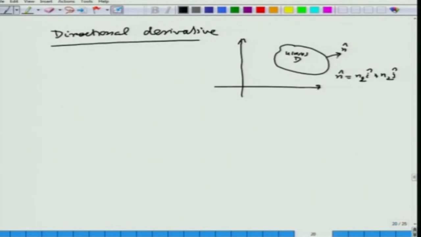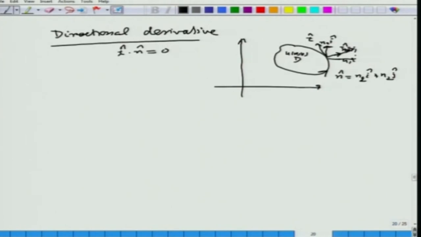So, this n has two components, n1 i in this direction and n2 j. These are the components of this unit normal in the x y directions. If we take this direction as the positive direction, the counterclockwise, then the tangent will be like this at this point. The tangent also has components in the x y directions. If we denote t cap as the unit tangent, then t cap dot n cap is 0, because they are orthogonal to each other.